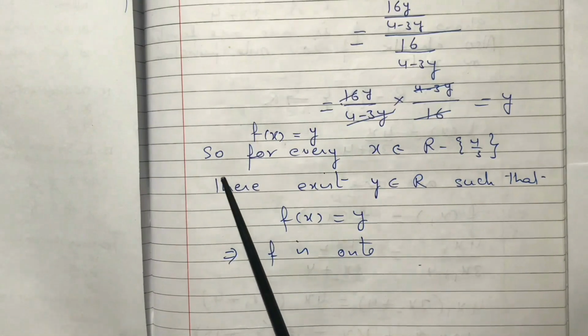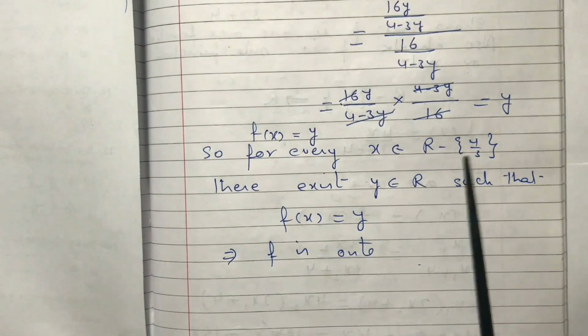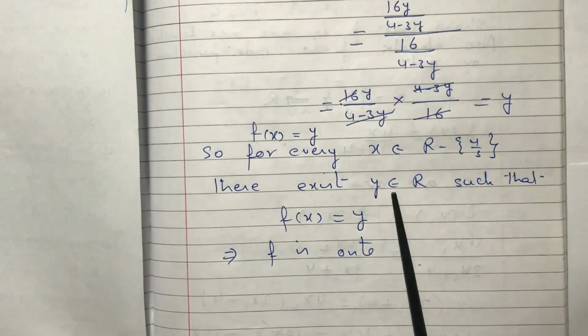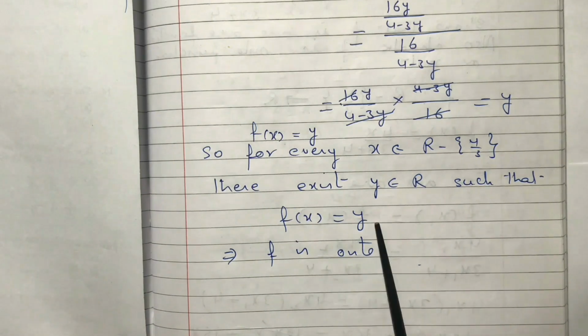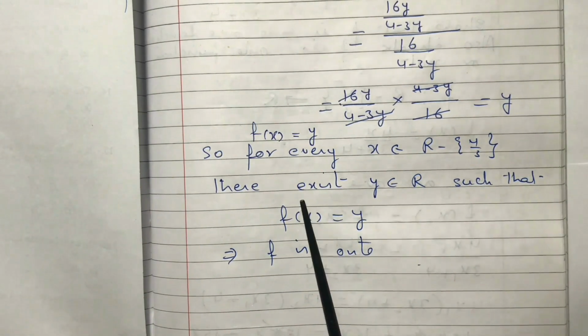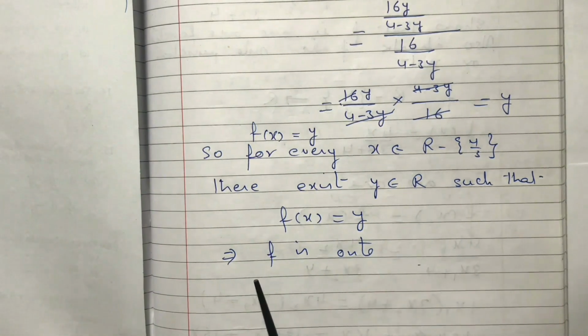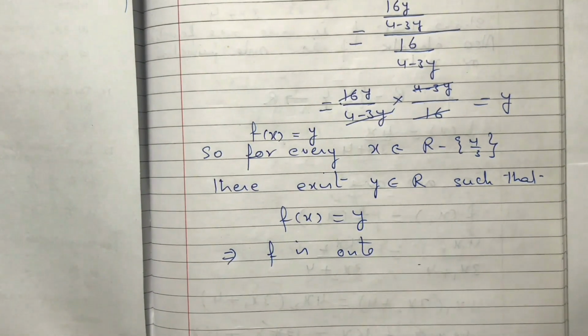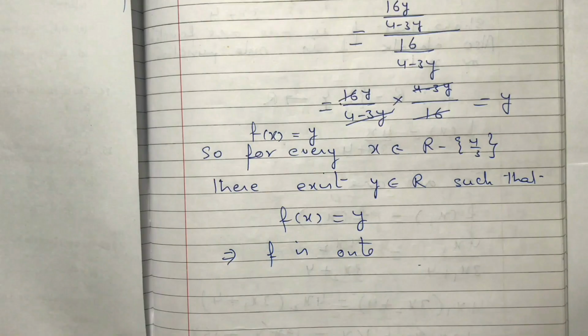So for every x belongs to R minus 4 by 3, there exists y belongs to R such that fx is equal to y. So our definition is proved. According to the definition, this is true. So f is onto. This is how you will do it.